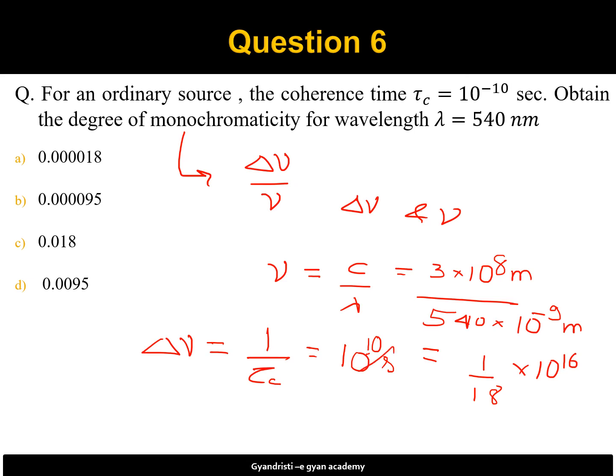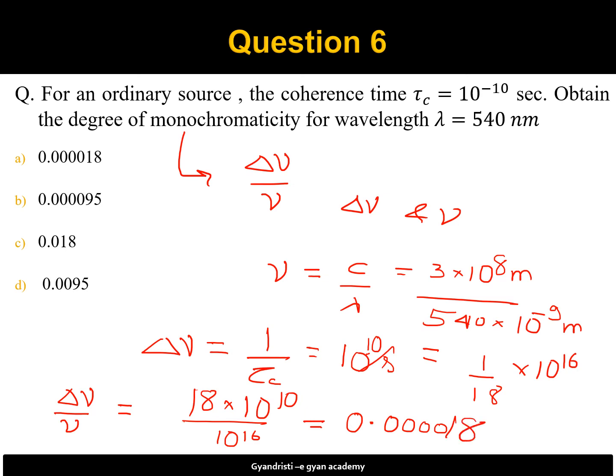Now substitute the values of delta nu and nu in the expression for degree of monochromaticity. We will get 18 into 10 to power 10 divided by 10 to power 16. So we will finally get 0.00018. So the correct option is A.